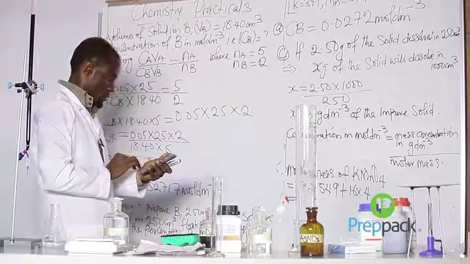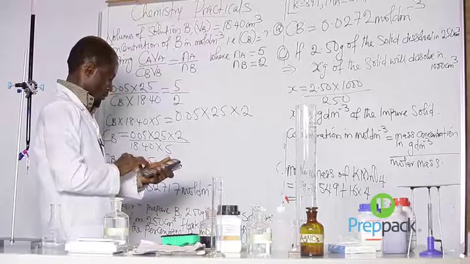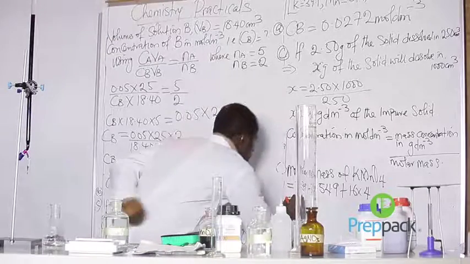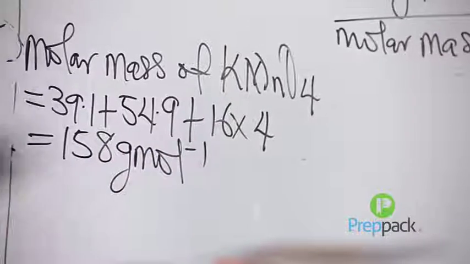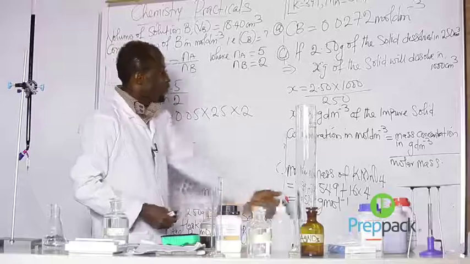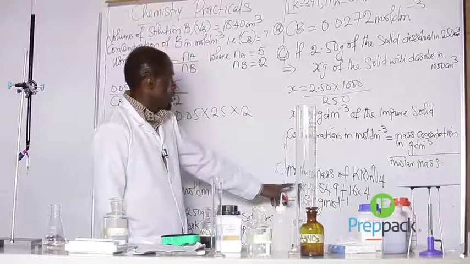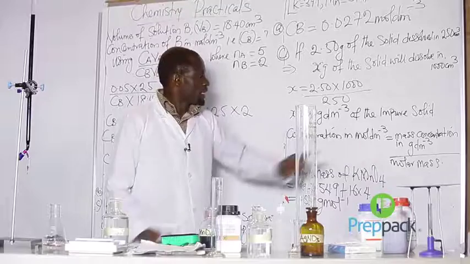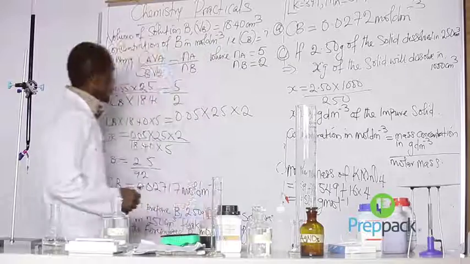which is equal to 54.9 plus 39.1 equal to 158. 158 gram per mole. The unit of molar mass is gram per mole. So I've known the molar mass of KMnO4. I've known the concentration in mole per dm cube of solution B. All I need to do now is to get the mass concentration of solution B.